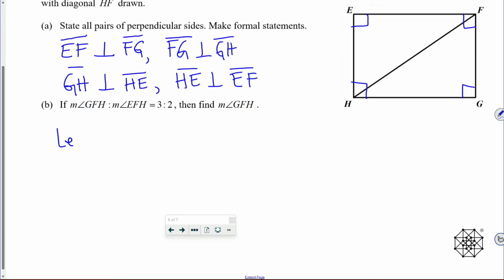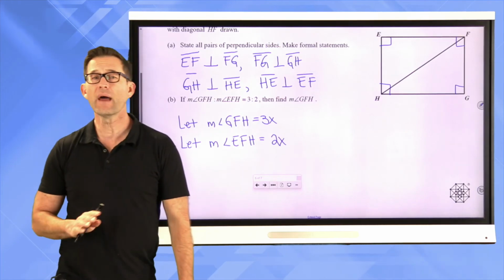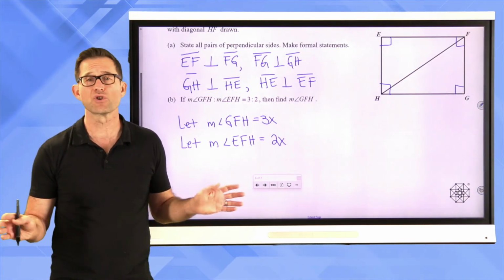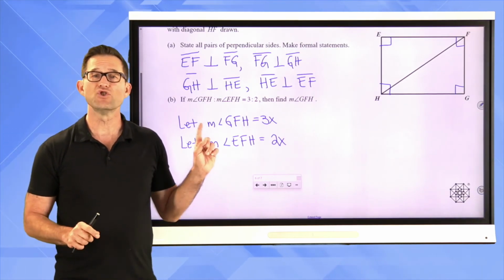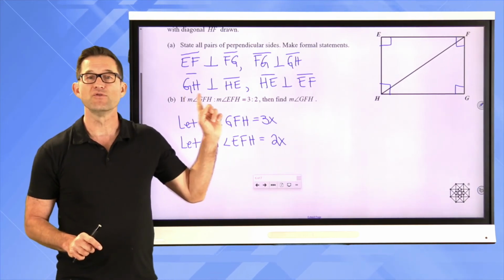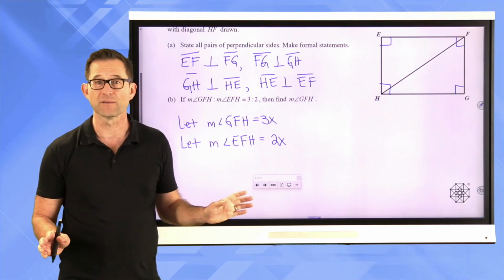I'm going to let the measure of angle GFH be equal to 3 times x. And I'm going to let the measure of angle EFH be equal to 2 times x. Now, I don't know what x is. X could be 22, it could be 95, I'm not sure what it is. But as long as GFH is 3x and EFH is 2x, then the ratio of GFH to EFH will be 3:2. It doesn't matter what x is, all right?